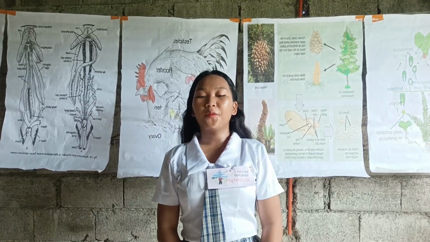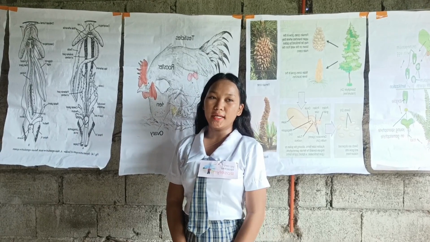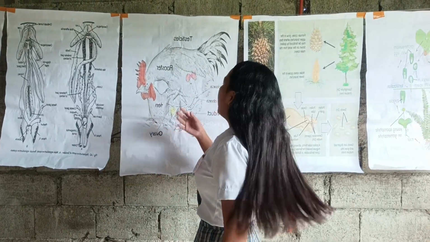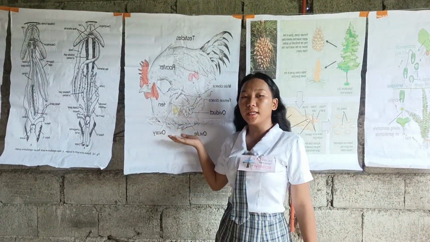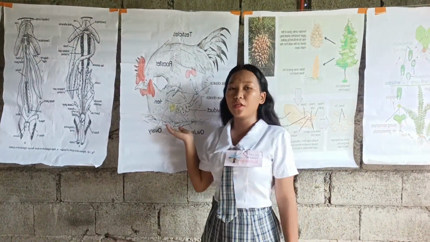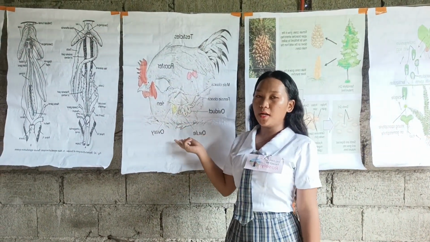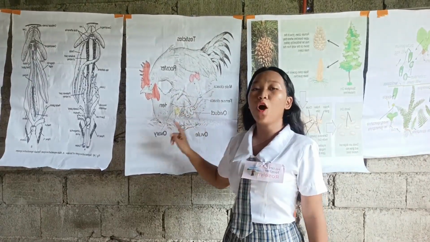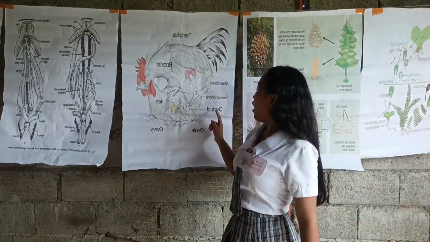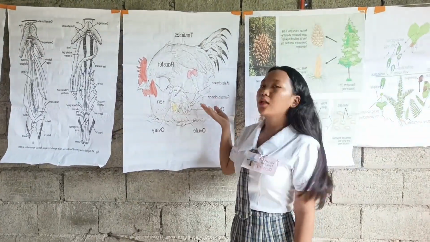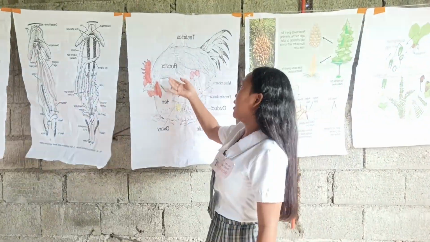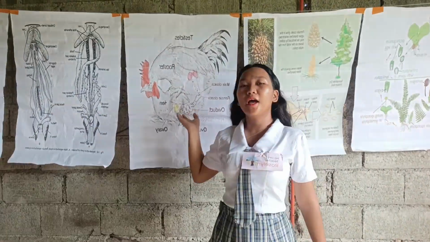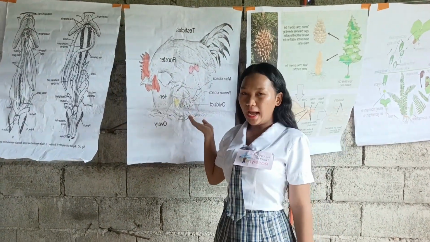So, animal reproductive structures of chicken. As you can see in these pictures, there are two animals, a hen and a rooster. And the hen has an ovary, ovule, oviduct, and female cloaca. And the rooster has testicles and a male cloaca.